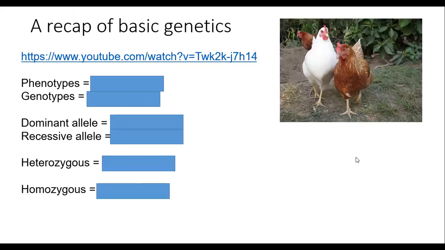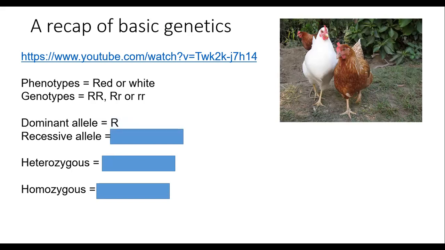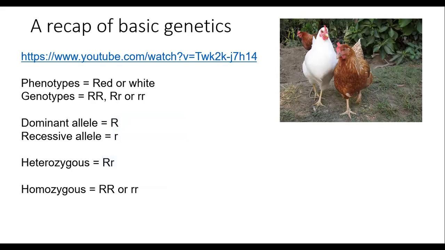So we're going to have a recap of basic genetics. If we're looking at the individuals in this picture, these chickens, our phenotypes would be red or white. Our genotypes in this situation can be homozygous dominant, heterozygous, or homozygous recessive. Our dominant allele is capital R, our recessive allele is lowercase r. Heterozygous is one dominant and one recessive. Homozygous can be either both dominant or both recessive.